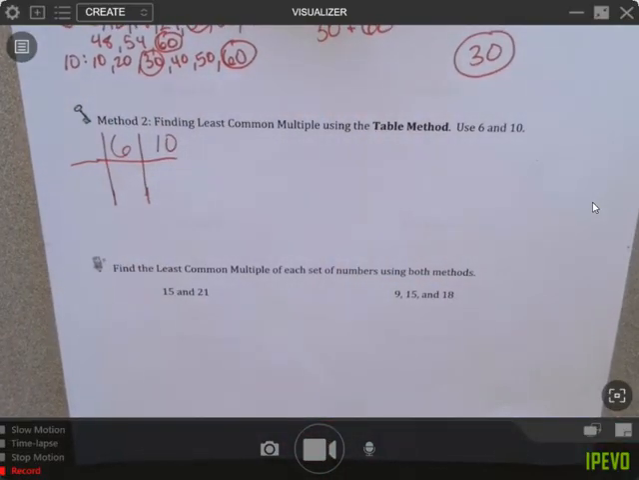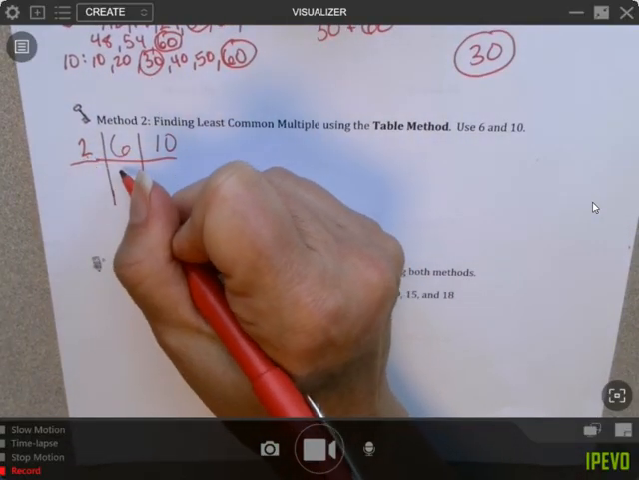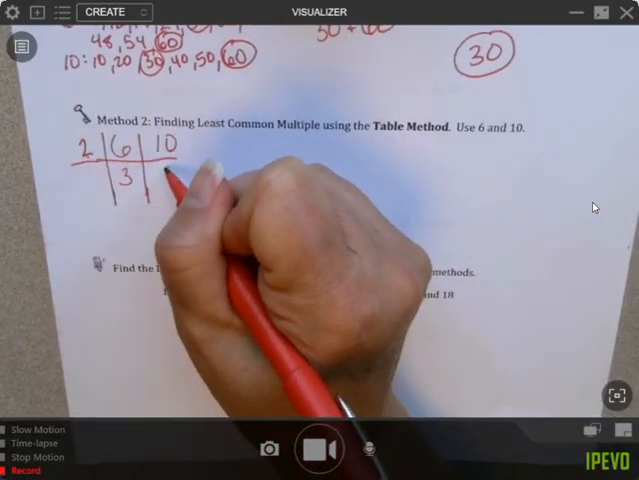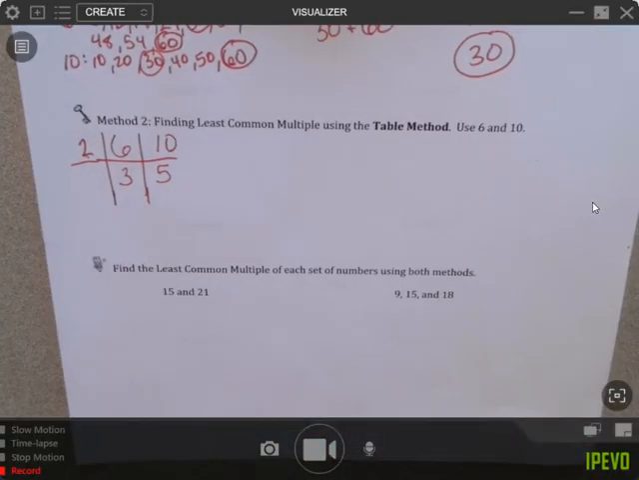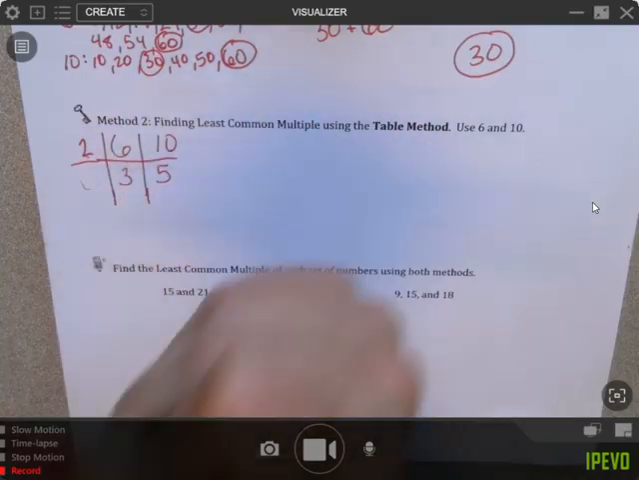Who remembers what's the first step with that table method, Fallon? Yeah, I'm going to find the factor I can divide out of both of them. So what number can I divide out of both 6 and 10? Christina? The 2. 6 divided by 2 is 3. 10 divided by 2 is 5. Is there another factor that I can divide out? There's not. Now, when we were doing the greatest common factor, we multiplied only those factors that we took out.